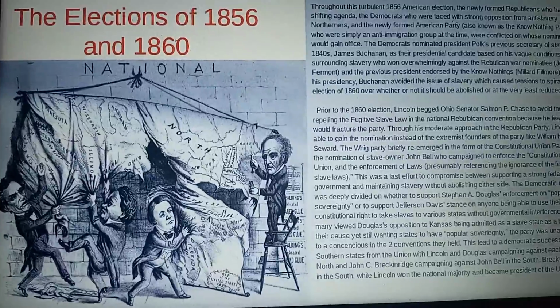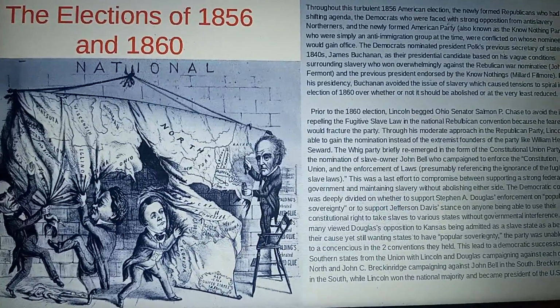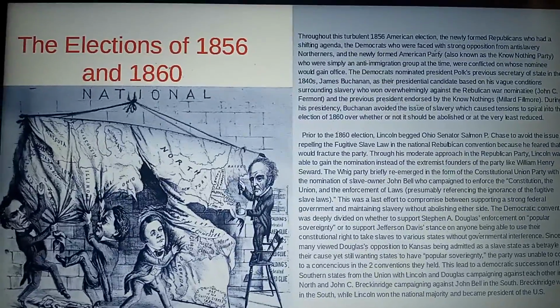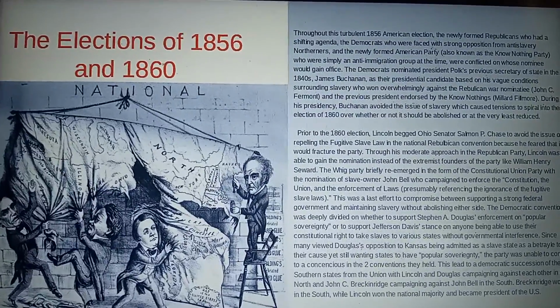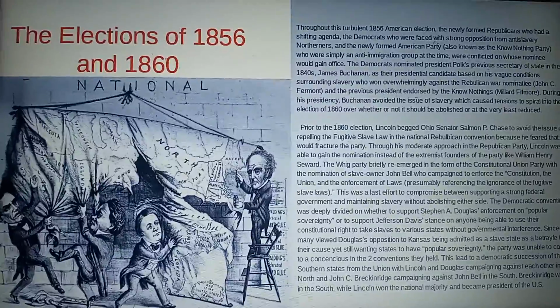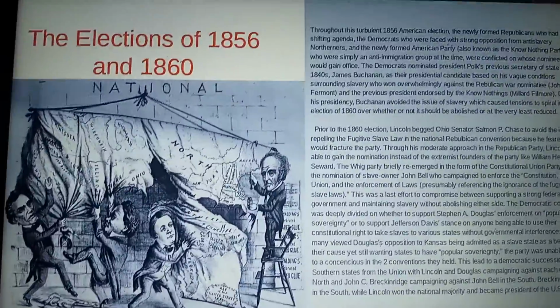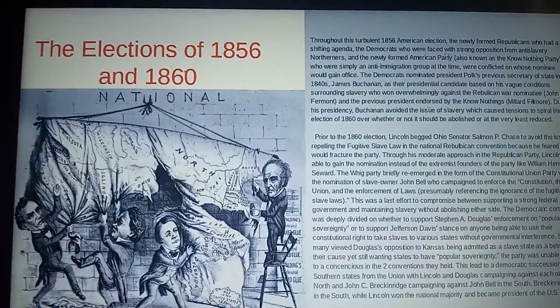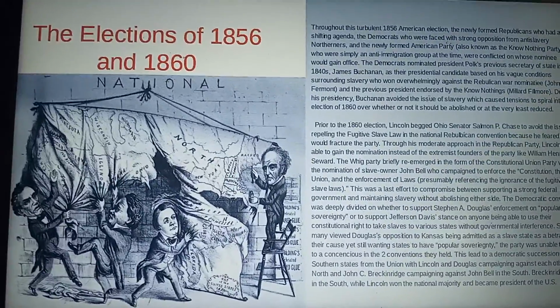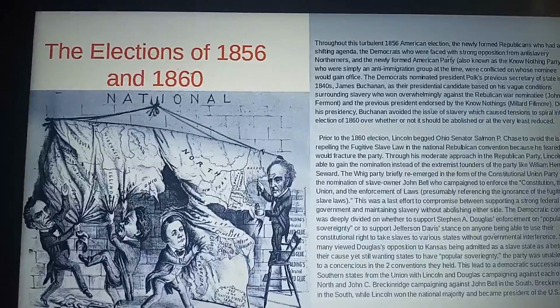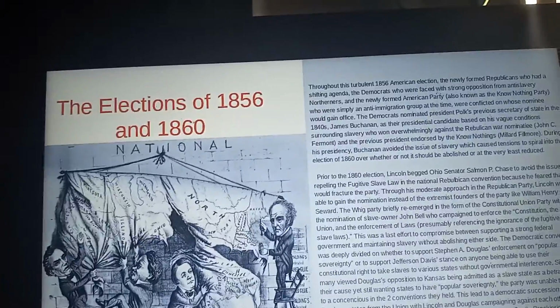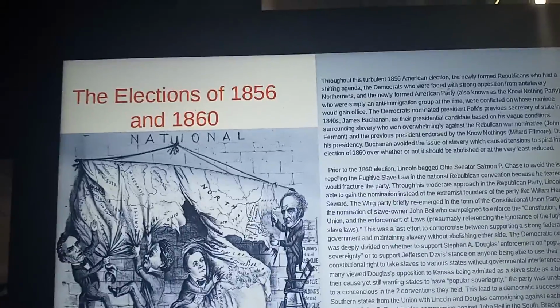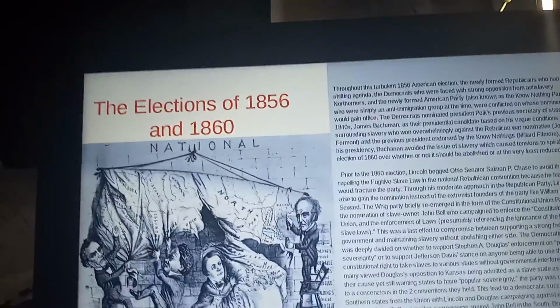The Whig Party briefly reemerged in the form of the Constitutional Union Party with the nomination of slave owner John Bell, who campaigned to enforce the Constitution, the Union, and enforcement of laws, referencing the ignorance of fugitive slave laws. Now, John Bell was also a supporter of the Crittenden Compromise, which allowed people to continue slavery while preserving the Union, and it was a last-ditch effort so that we would not go to war.